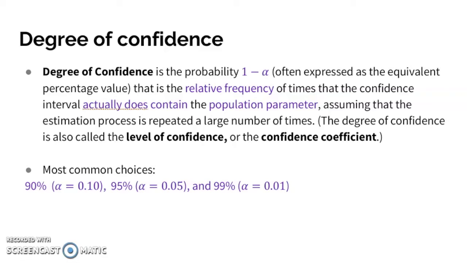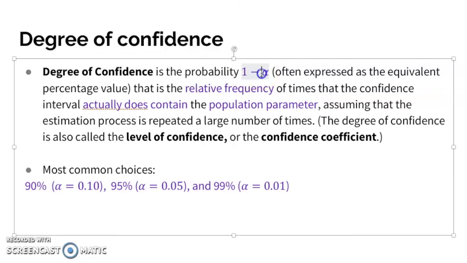And so it's the probability, 1 minus alpha, that's what that Greek letter is, and it's often expressed as the equivalent percentage value. That is the relative frequency of times that the confidence interval actually does contain the population parameter, assuming that the estimation process is repeated a large number of times.